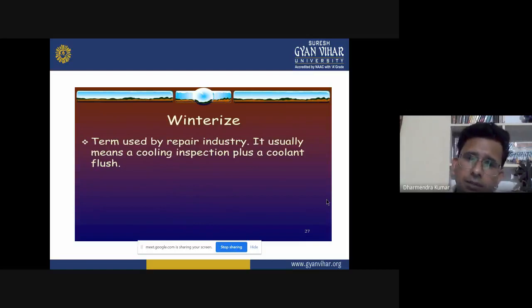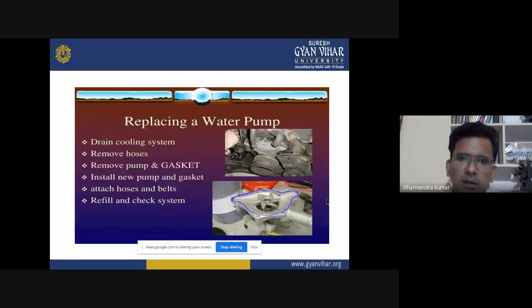Winterize is a term used by the repair industry. It usually means a cooling inspection plus a coolant flush. Now if the water pump is damaged or needs replacement, then here is a method for replacing the water pump.